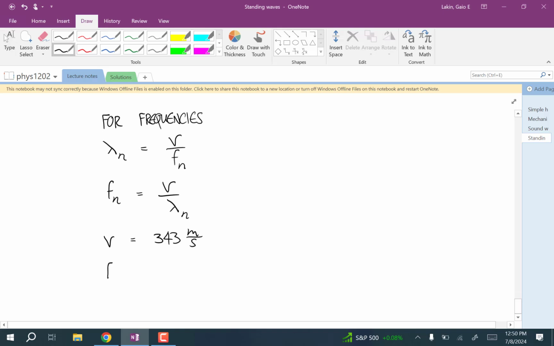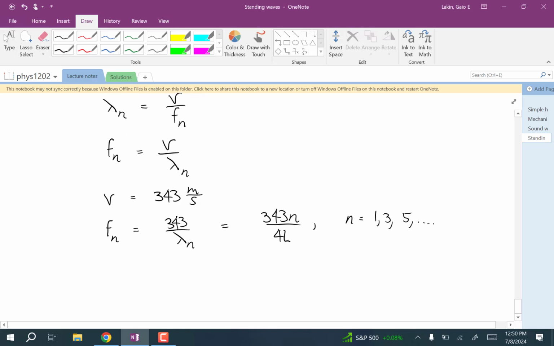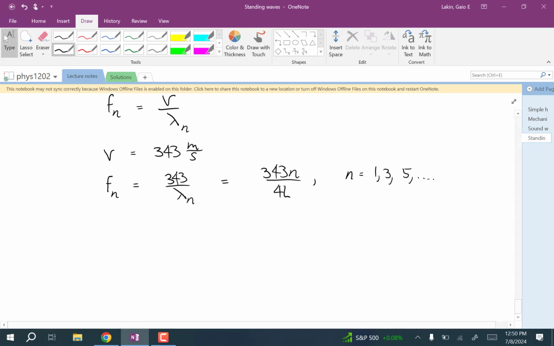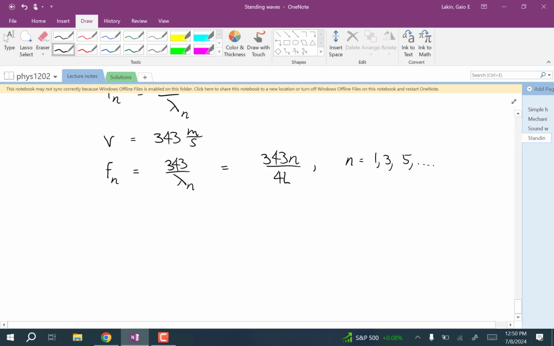And what you get is that the nth frequency is equal to 343 divided by the nth wavelength, which is 343n divided by 4L. And this is for n equals 1, 3, 5, 7, 9. Okay, so let's do an example problem.